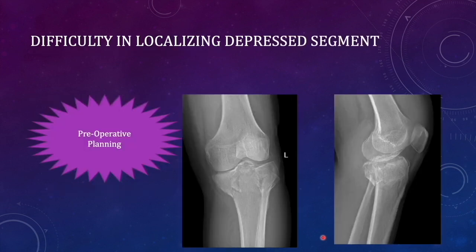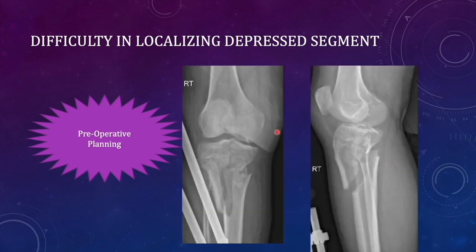So the first difficulty is the localization of the depressed fragments. The planning starts right from the preoperative period. We order the radiographs, but in radiographs we are not sure whether the depressed fragment is localized in this part only, because in the AP view we are sure that there is depression here, but in the lateral view we are not sure whether the depressed fragment is localized in the anterior part or the posterior part, because the medial condyle and lateral condyle subcondylar bones overlap in the lateral view. Therefore, higher investigation in the form of computed tomography is required for identifying and localizing the depressed fragments.